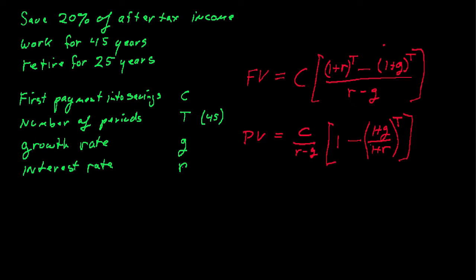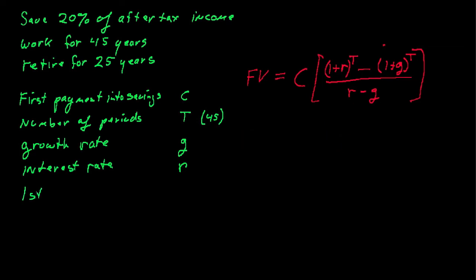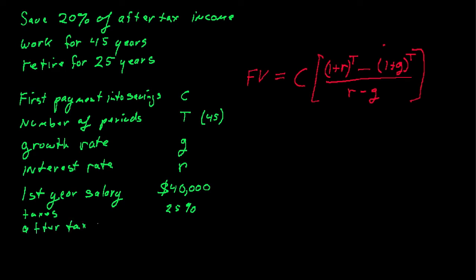A more exact calculation would have monthly payments and shift the first annuity payment up 1 month. Now, we need to fill in some numbers. Let's assume that your annual salary the first year you work is $40,000. Your federal and state income tax, Social Security taxes, and Medicare taxes total 25% of your income. So your after-tax income is $40,000 times 1 minus 0.25, which equals $30,000 your first year.